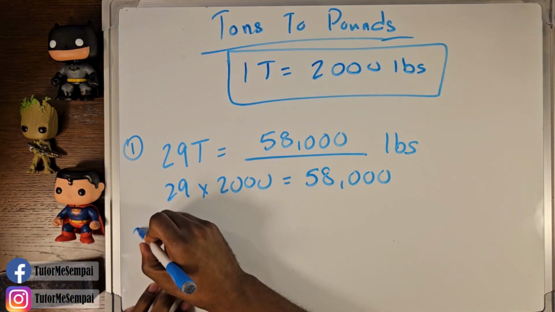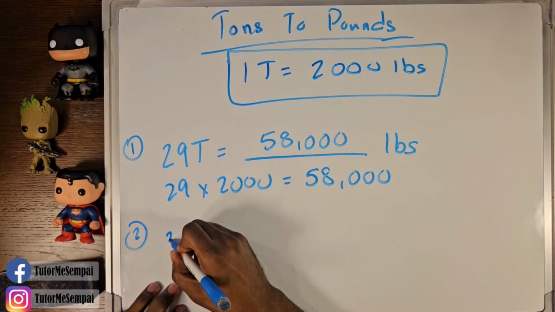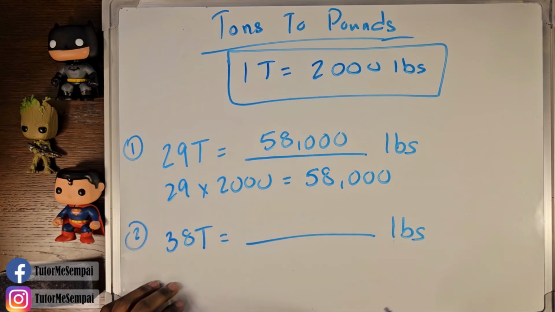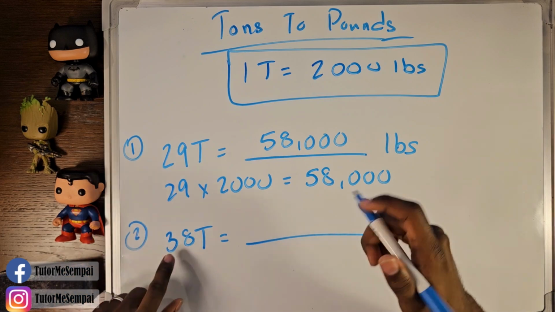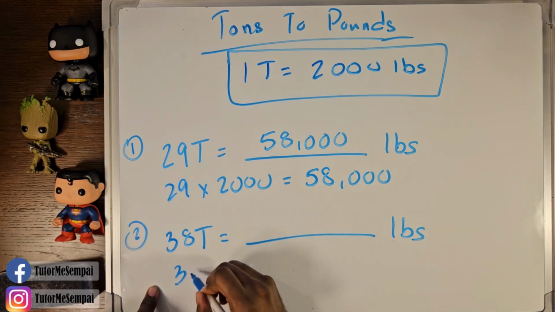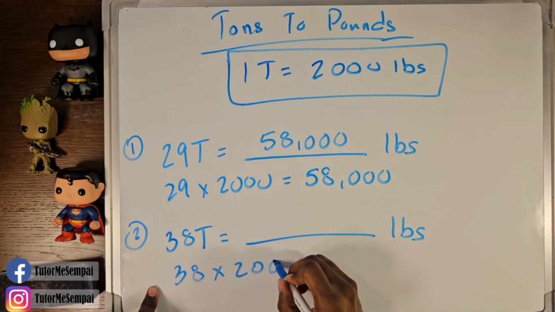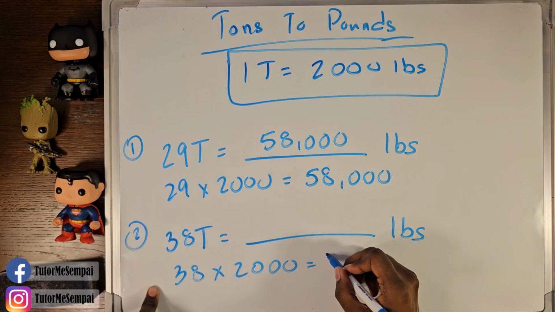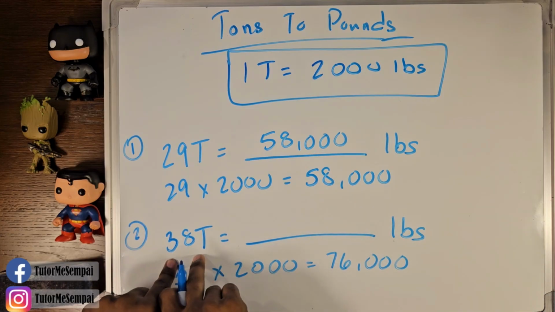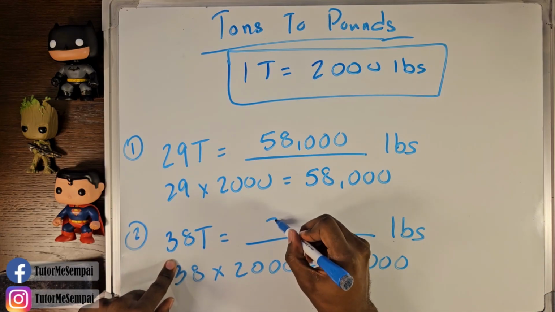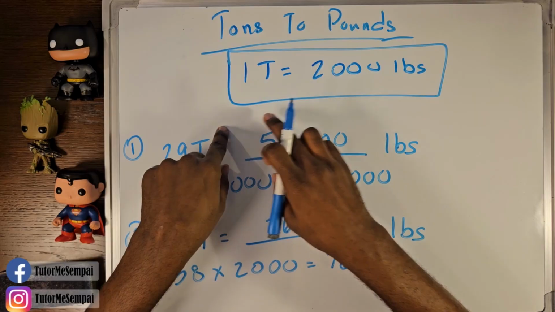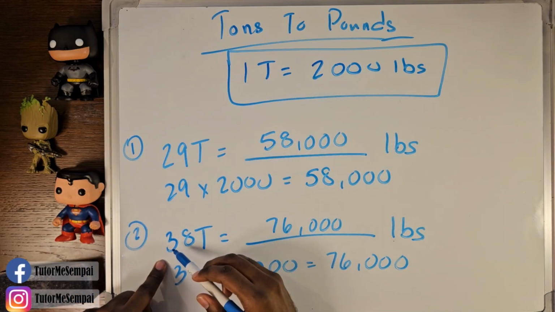Let's look at one more example. Instead of 29 tons, let's say we have 38 tons. How many pounds do we have when we have 38 tons? We're going to do the same exact thing. 38 times this amount because each ton is 2,000 pounds. So 38 times 2,000, and when we do that, we get 76,000. That means when we have 38 tons, we're going to have 76,000 pounds.